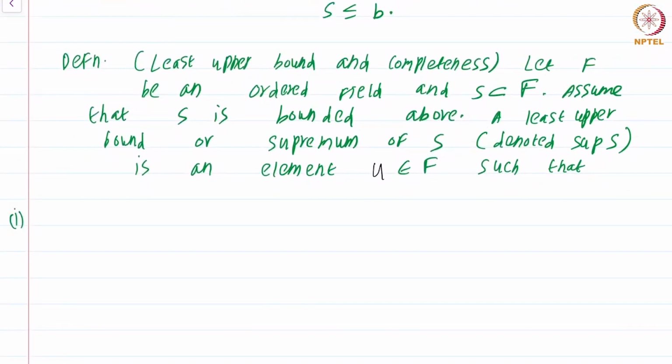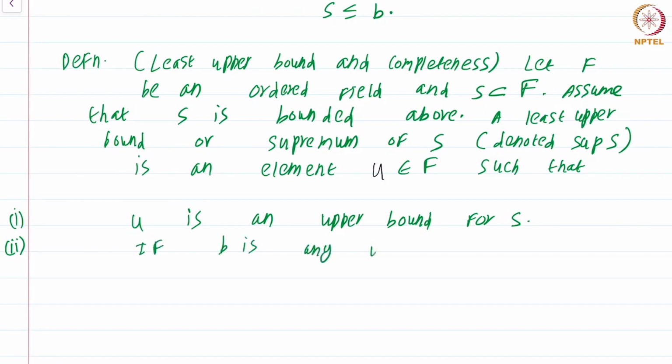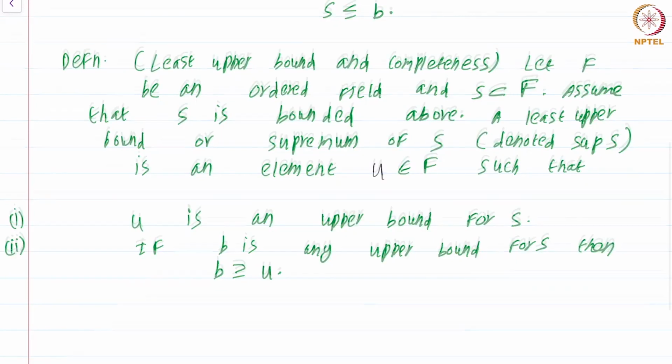property 1, U is an upper bound for S. Well, that's seemingly straightforward because we are trying to define what a least upper bound is. The very least it can be is that it's an upper bound. Property 2 is the crucial property. What it says is if B is any upper bound for S, then B is greater than or equal to U. In other words, this U is the least upper bound, as the definition was trying to tell.